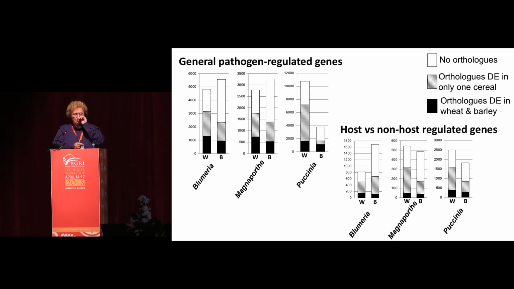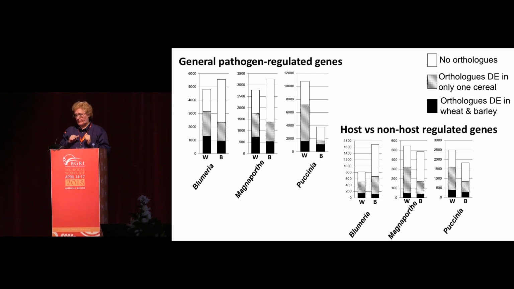So when we looked at comparing the genes between wheat and barley, first of all, this is a little bit complicated. The bars show all the genes that were differentially expressed in the general pathogen-regulated genes, those genes that were expressed in response to both the adapted and the non-adapted pathogens, in wheat and barley, for Blumeria, Magnaporthe, and Puccinia. Okay? The whites are the genes that were differentially expressed for which we could find no ortholog. The grey and the black are the genes that were differentially expressed where we could find an ortholog. The black is where the ortholog was differentially expressed in both wheat and barley. The grey is where there's an ortholog on the two chips, but it was only differentially expressed in one of the cereals.